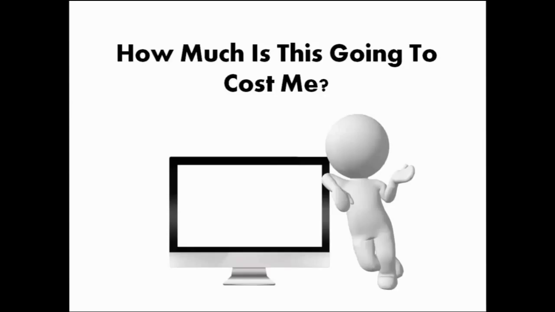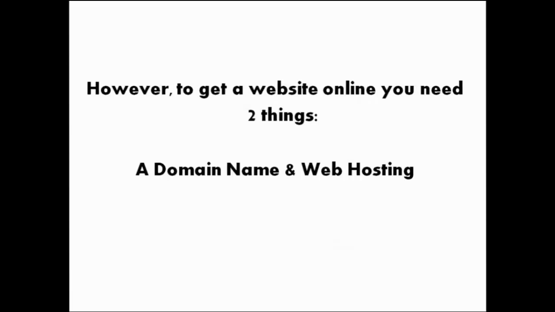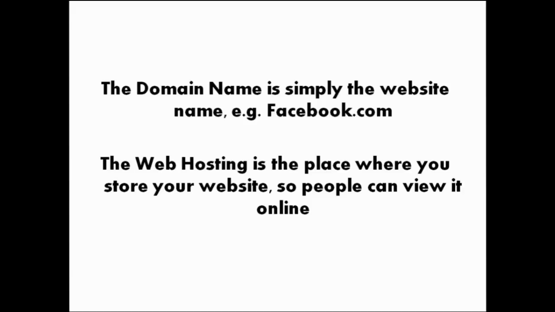What I want to do is just quickly go over the costs involved with having a website online. Now WordPress is completely free and open source. However, to have a website online, you need a couple of things. Firstly, you need a domain name, and you also need web hosting. Now, the domain name is just the website name. So, for example, facebook.com is a domain name. Now, the web hosting is where you store your website files, so people can view your website online.